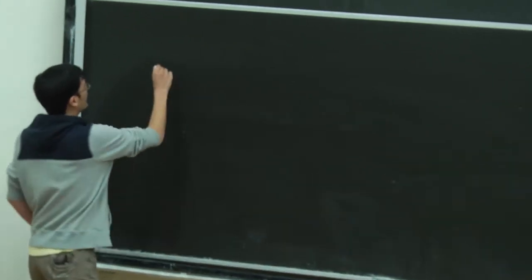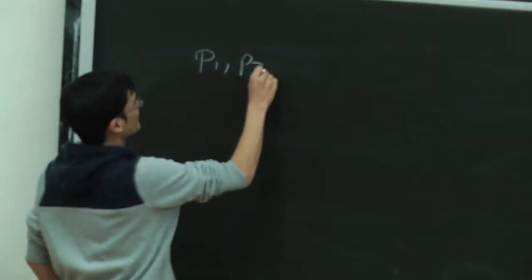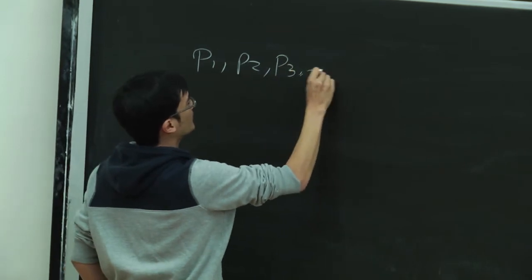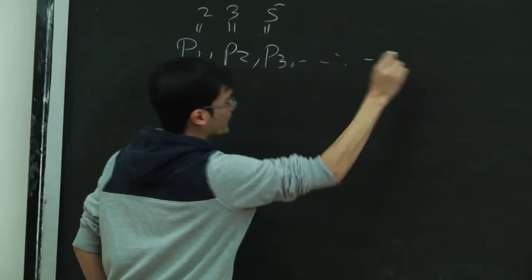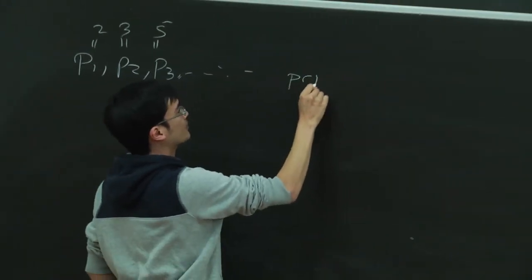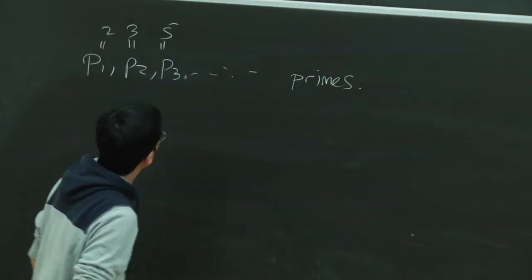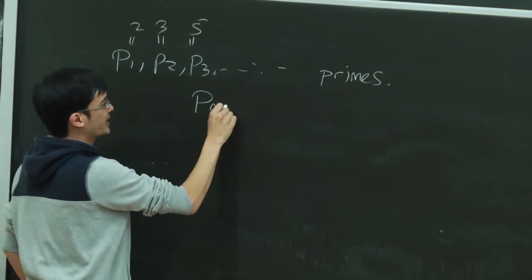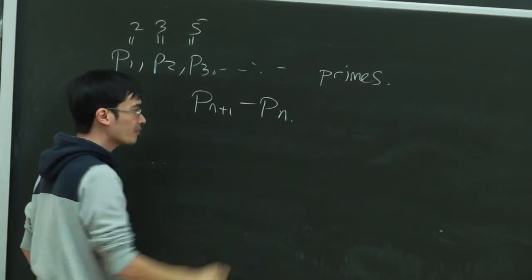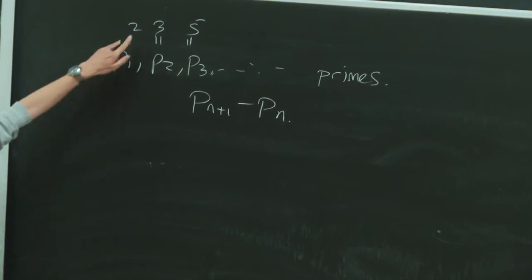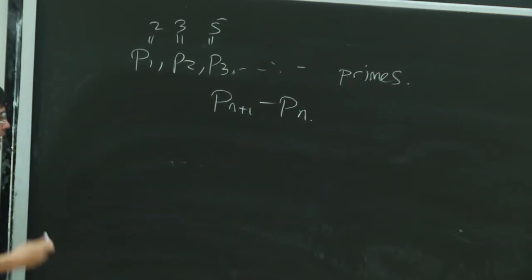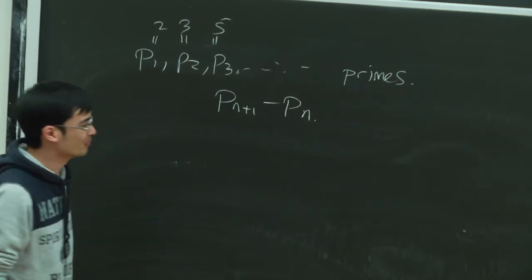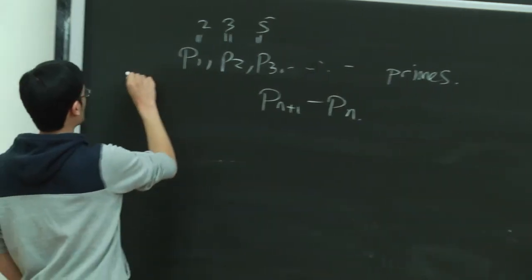So, of course, you all know what the prime numbers are, p1, p2, p3. Okay, so these are the prime numbers. So we're interested in the gaps between consecutive prime numbers. So the first gap is 1, and then 2, and 2, and 4, and so forth. And we're interested in how small and how big these gaps can be. Okay? So the question is how small.